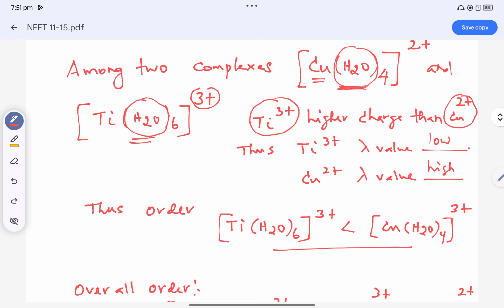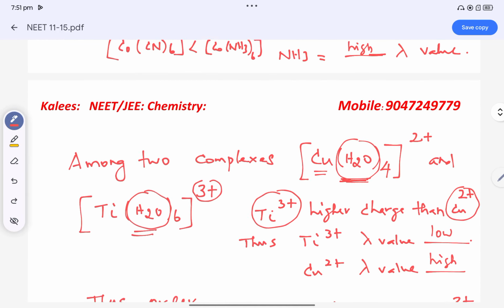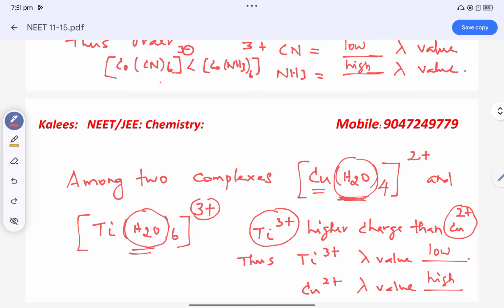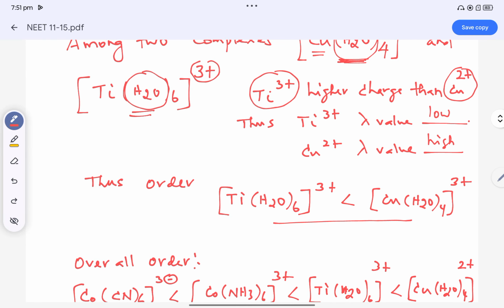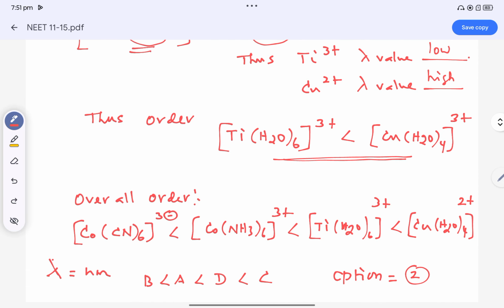Okay, so already the ammonia and cyanide ligands I have arranged, and in the case of the titanium and copper aqua complexes I have arranged this one. So the overall order is given here. It is noted as B is less than A, less than D, less than C. Clear, my dear students?